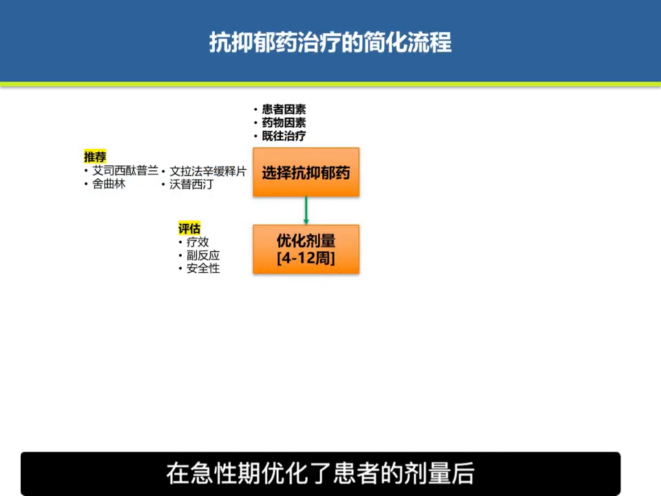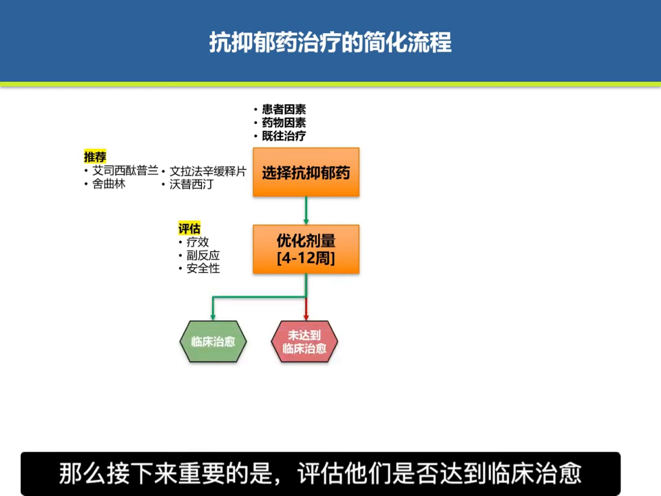Once the patient has optimized their dose in this acute treatment period, then it's important to assess whether they are in remission or whether they are not in remission.